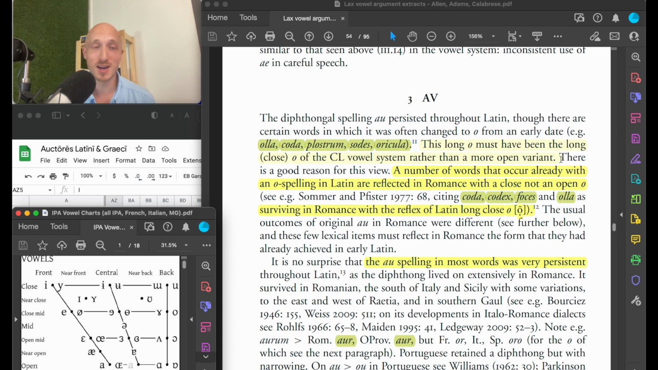And the reason why he's saying this is he's accepted the Allen model. He's not trying to contradict that. So he's assuming, okay, so long O in classical Latin must be closed, O, or orator, or something like that.